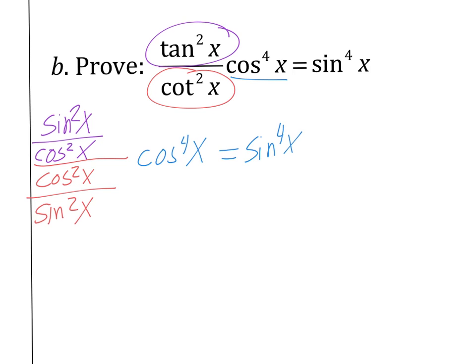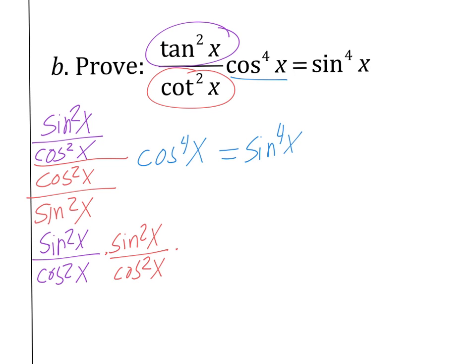All right. If I'm dividing two fractions, I multiply by the reciprocal, so I'm going to rewrite this as sine squared x over cosine squared x. The bottom is going to flip and multiply, so sine squared x over cosine squared x. And we've got cosine to the fourth x equals sine to the fourth x.